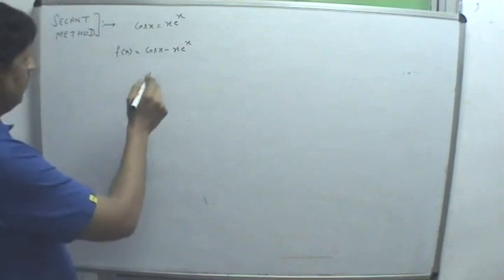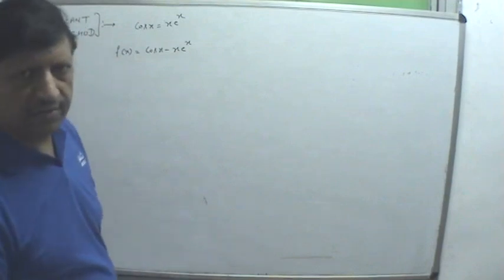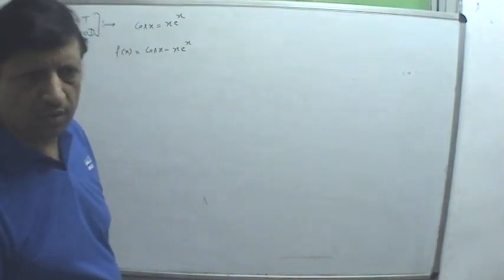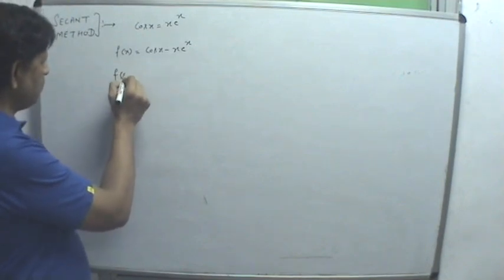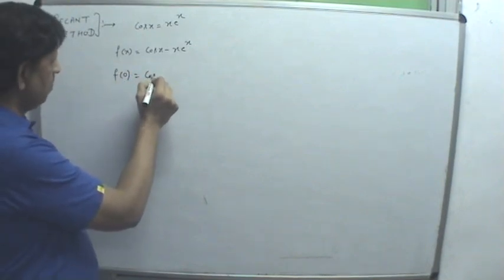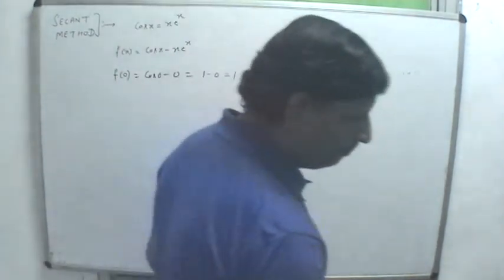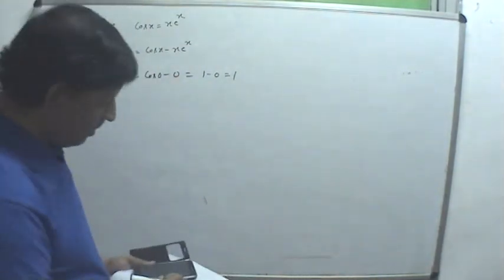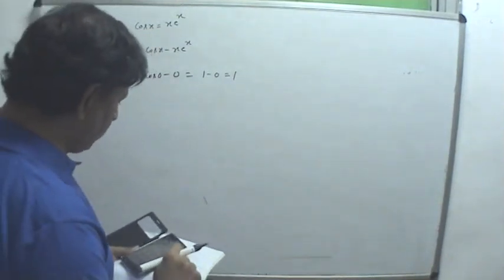Then again the problem is where is the approximate value of x. How do we find that? Again we follow the same procedure by the hit and trial method. Say f of 0 is equal to cos 0 minus 0, that is equal to 1 minus 0, that is equal to 1. Again we have to see the values in radians from your system, either a calculator or an operating system.